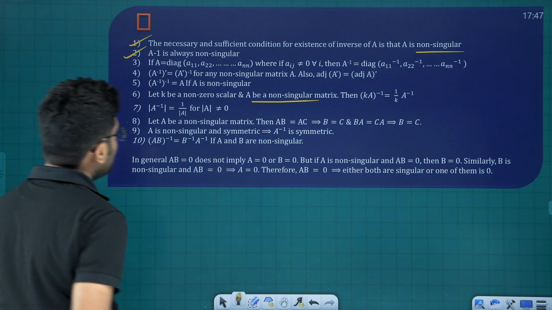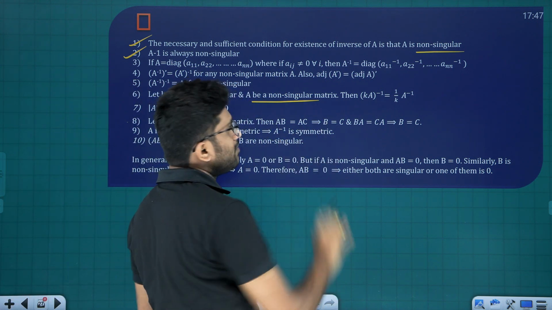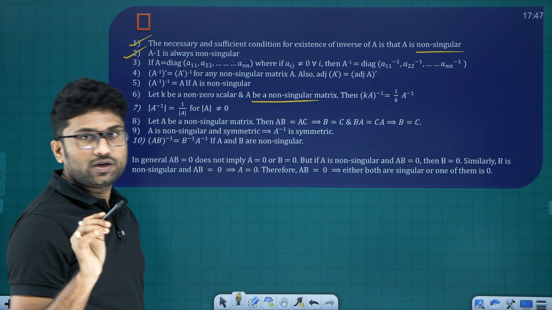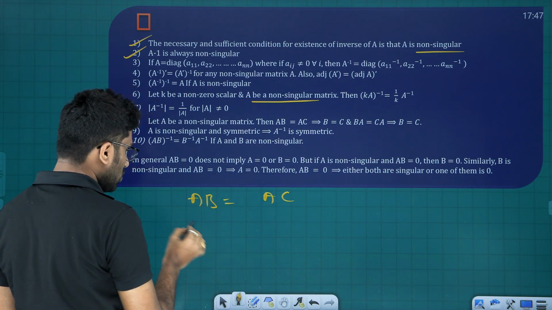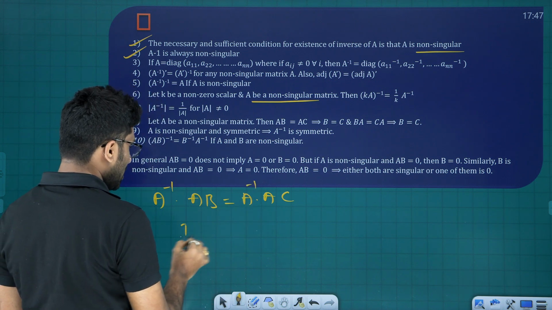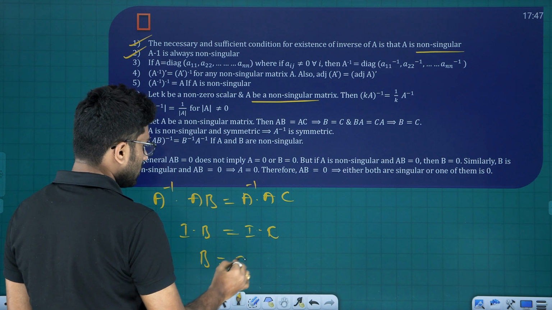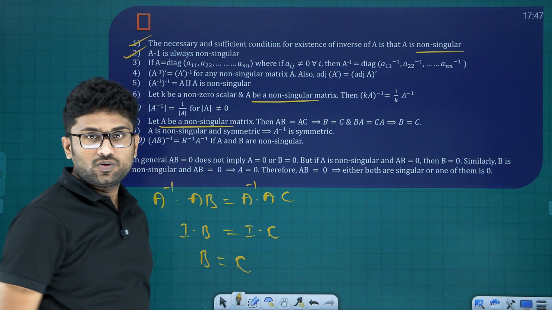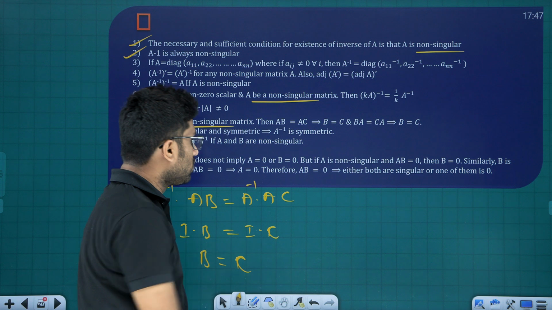Next, the 8th one, friends. Let A be a non-singular matrix and AB equals AC implies B equals C. See, only if A is non-singular is this going to be true. Why? Because if AB equals AC and A is non-singular, then we multiply the inverse of A on both sides. A inverse into A is I, so I into B equals I into C. IB is equal to B, so B equals C. So this is true only when A is non-singular. Only given that A is non-singular can we say that B equals C.